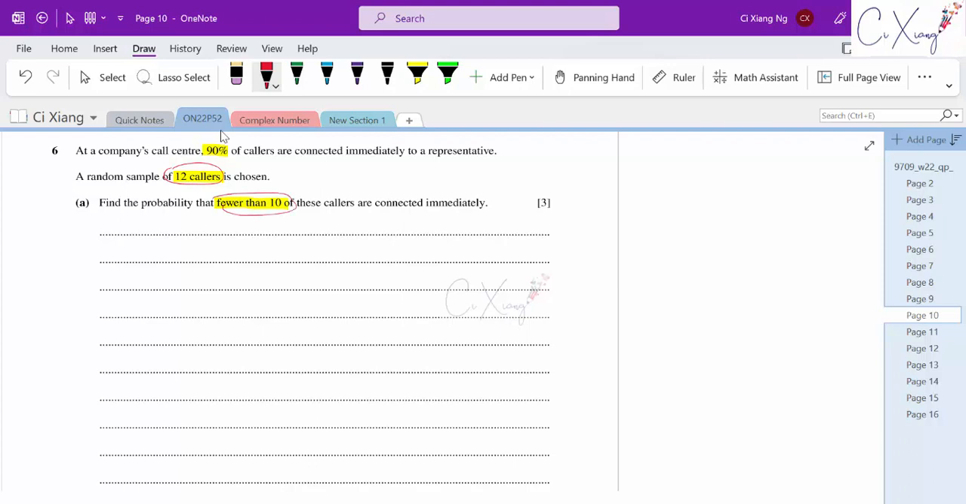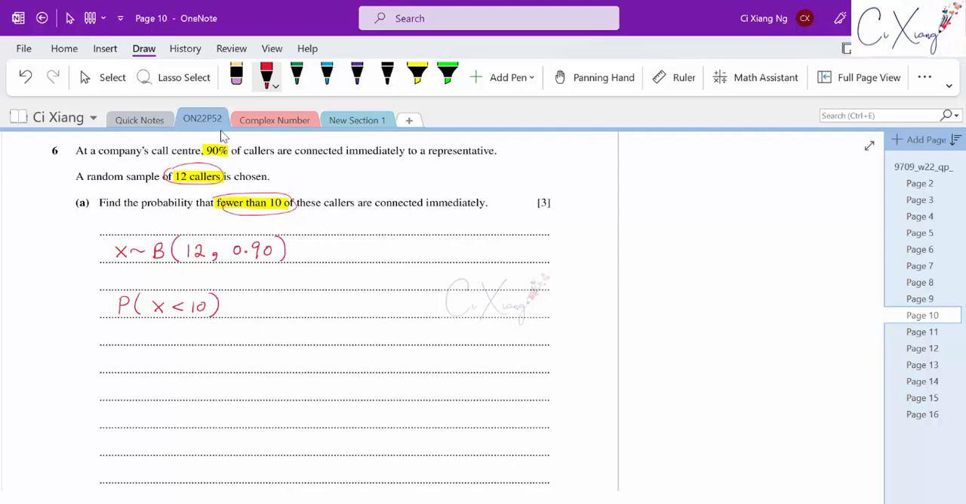So when we are having the structure of this kind of question, basically it is binomially distributed. So x is the number of callers that are connected immediately, and it is binomially distributed. The total number n, or the total number of callers, will be 12, and then the probability of being connected immediately to the representative will be 90%. If you write it in probability form, it will be 0.9. Okay, so this is my p in the binomial distribution, and 12 is the n. They are interested to find out the probability that x, the number of callers, fewer than 10, so less than 10, are connected immediately.